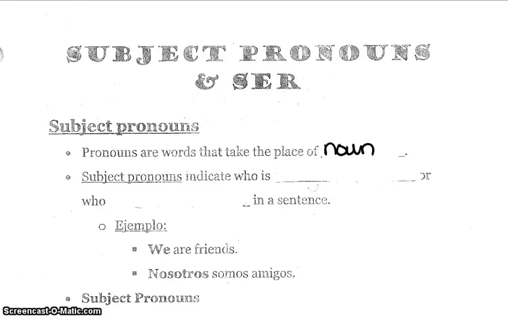Just a reminder, you can find these exact note sheets that I am using in your orange packet on pages 8 and 9. We are going to start today with subject pronouns. This should be something that's familiar to you from your English class, but if not, that's okay.